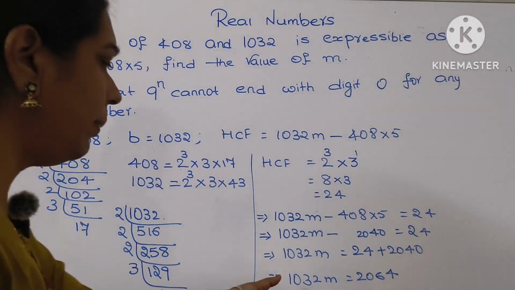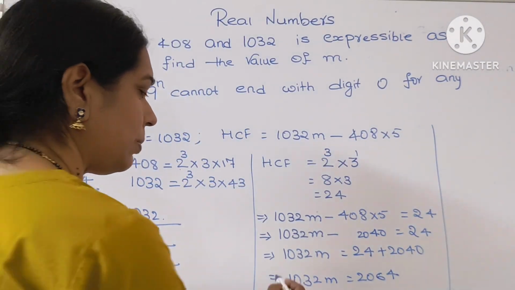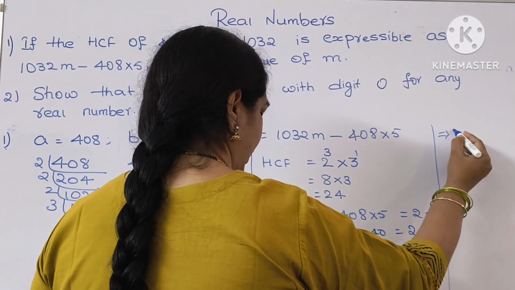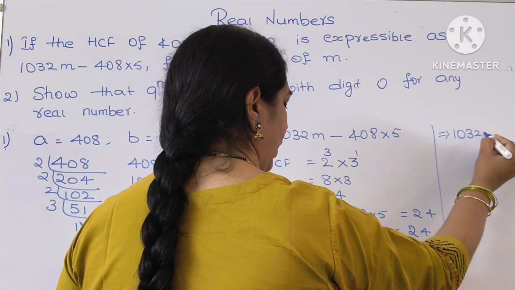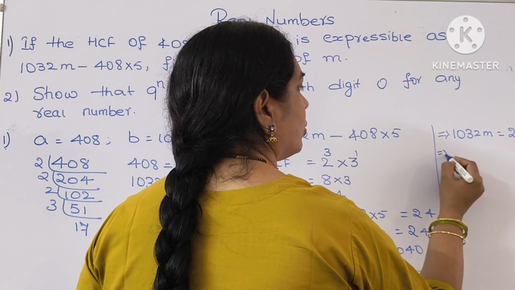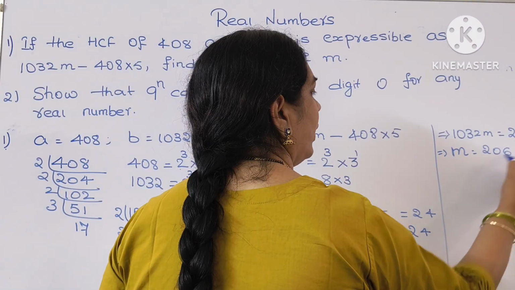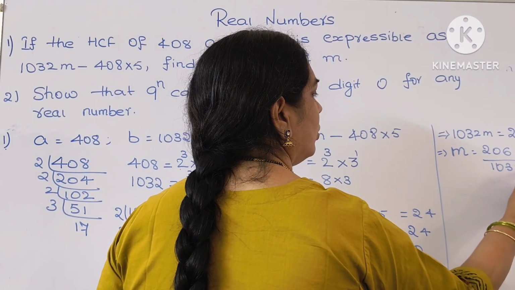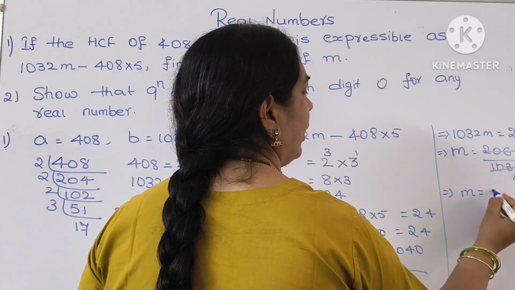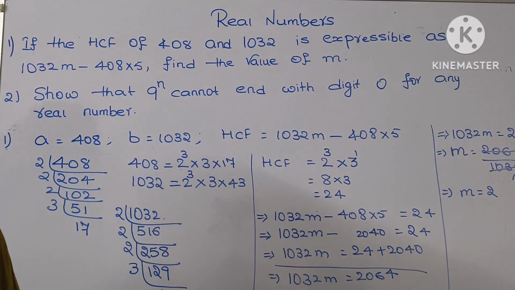If you cannot see the below steps, I will just rewrite the last 3 steps in case you cannot see them from here. I will write it here on the right hand side. 1032m is the same as 2064. So m is equal to 2064 divided by 1032. As the number is very clear, you can cancel it. The value of m is 2. If you can see the board below, yes you may. If not, you may copy the last 3 steps.